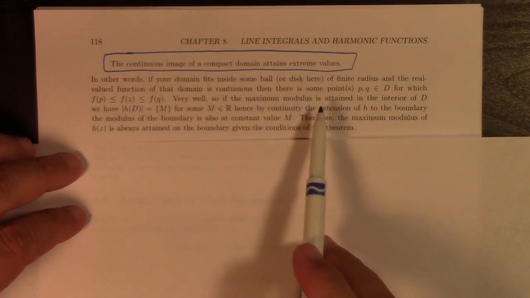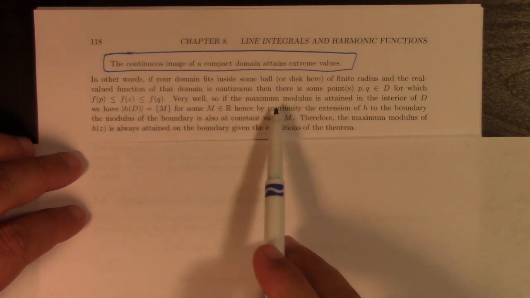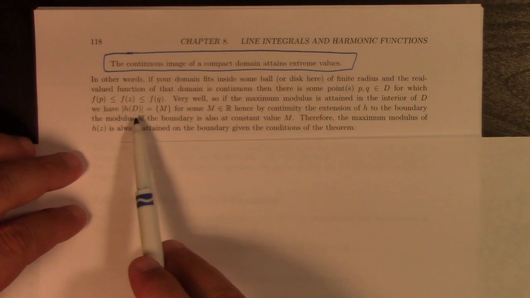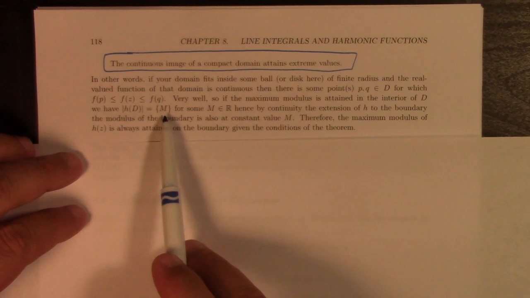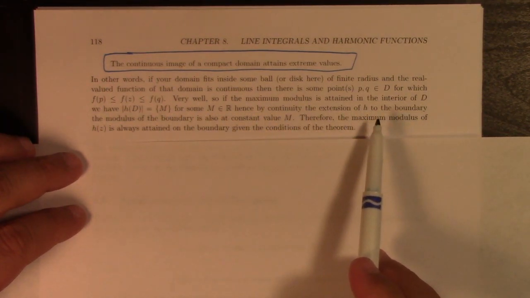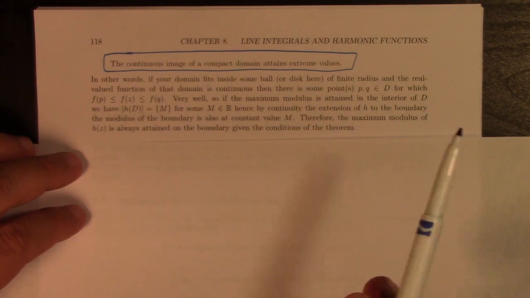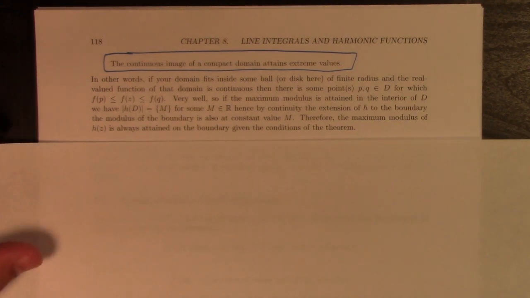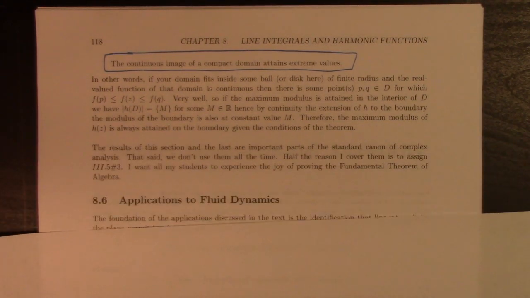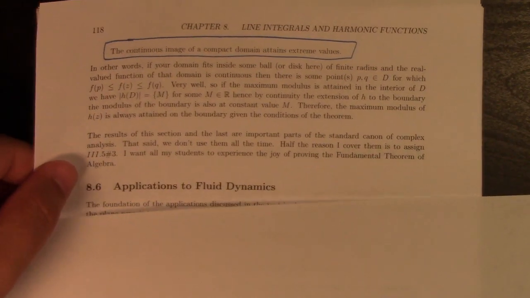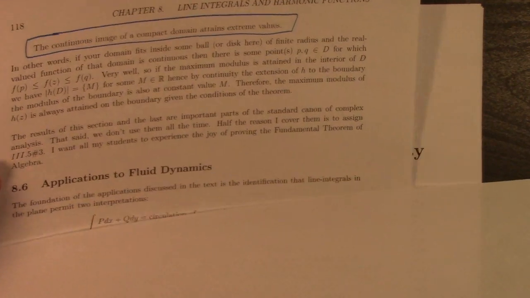So if the maximum modulus, which is a real valued function, is attained on the interior of D, then h of D must be equal to the set of those values by our previous result. And so by continuity it extends to the boundary. And so therefore the maximum modulus of h of z is always attained on the boundary given the conditions of the theorem. So that's the maximum principle. And I'm sorry I'm not doing it more justice, but the show must go on here. Now, applications of fluid dynamics, I'll do even less justice to, so let's go on.